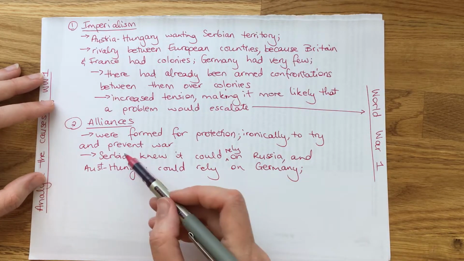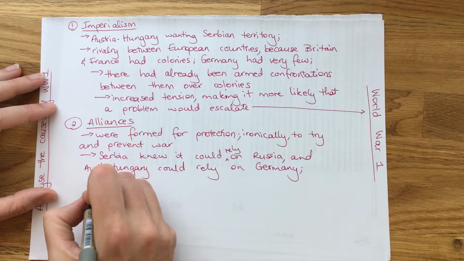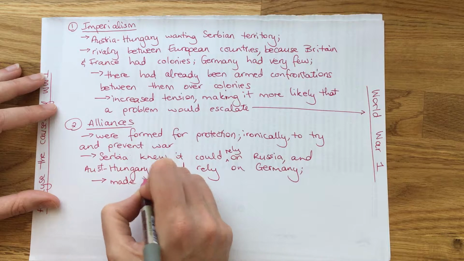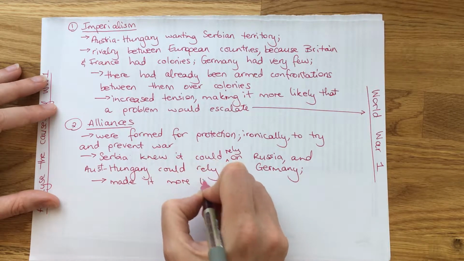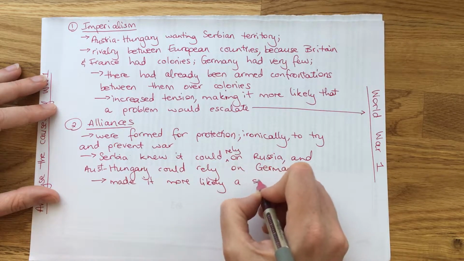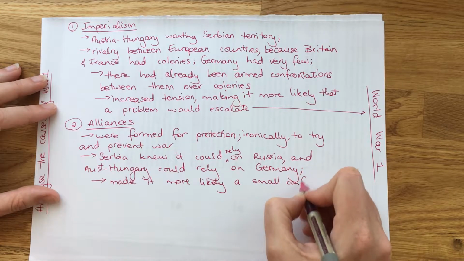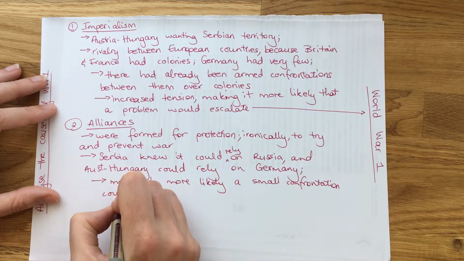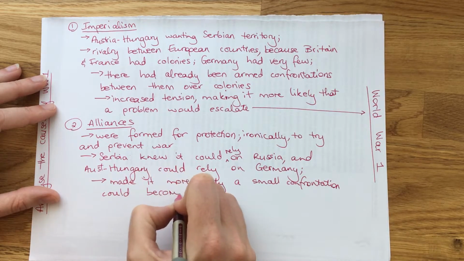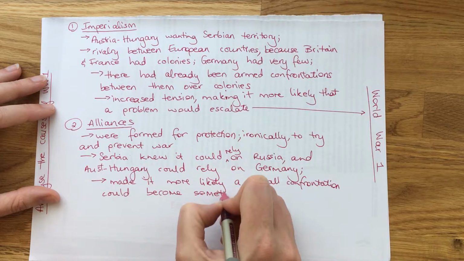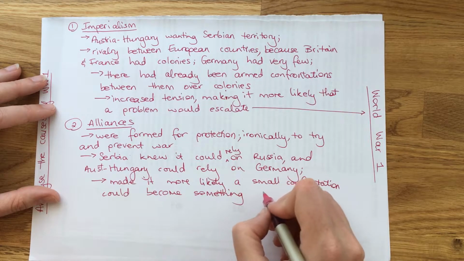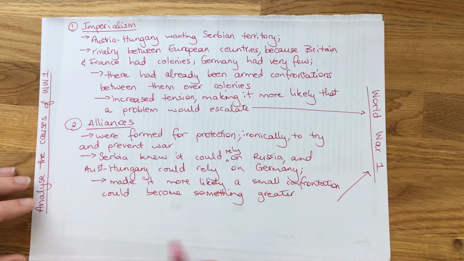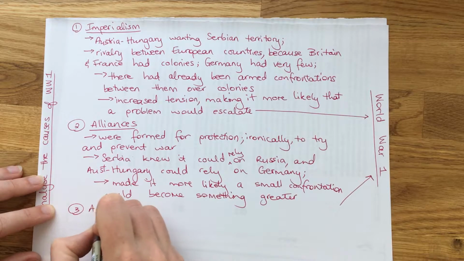And therefore, when you have Austria-Hungary and Serbia in conflict with each other, this also made it more likely that a small confrontation between these two countries could become something greater because of the alliances that each could call on. It leads to World War I. Thirdly, the assassination.